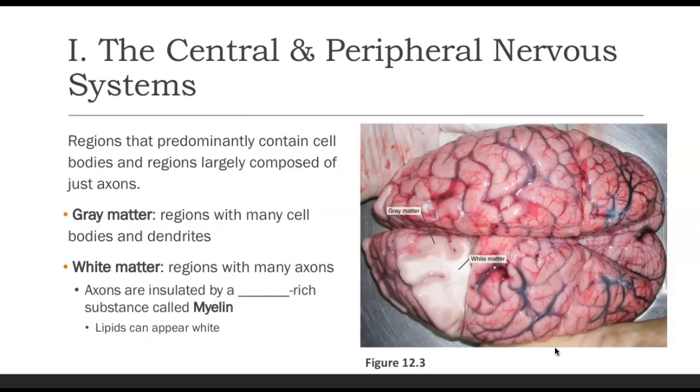So now let's jump back into talking about some of the anatomy within our nervous systems.